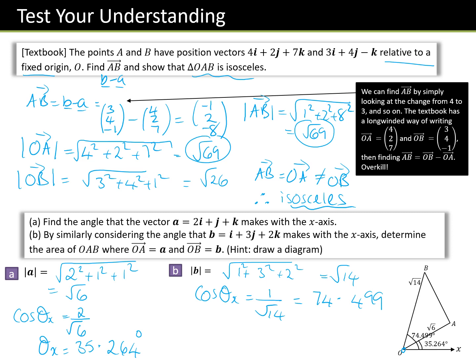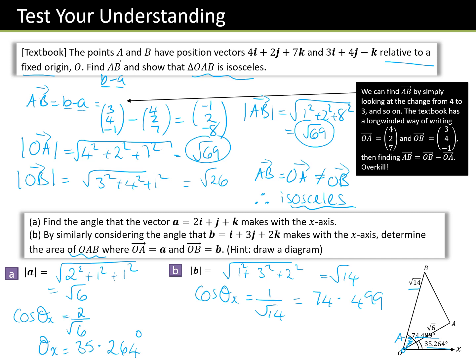Now, drawing a diagram from this common origin O up to B, the length of that line is from the magnitude, which is going to be root 14. The length O to A is root 6. The angle that B makes with the x-axis, we can see here, is 74.499. Similarly, the one for A is 35.264. Now we've been asked to find the area of the triangle OAB. So if we take away and find the angle between those two, and because we've got side, angle, side, we're going to just use the area of a triangle as half ab sine C.